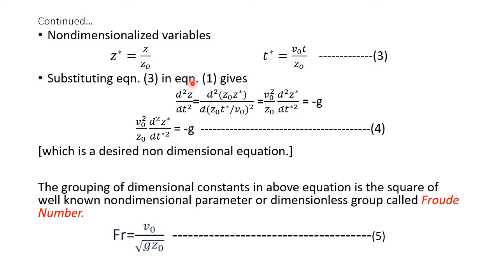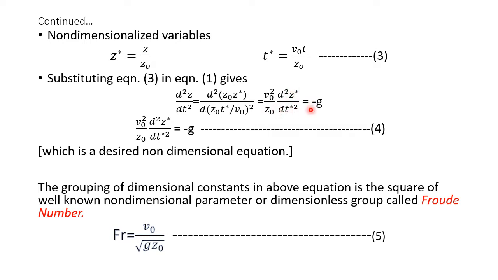Now I have the initial equation, d square z by dt square is equal to minus g. Wherever z is there, I substitute z is equal to z star into z naught. Wherever t is there, I replace it by t star z naught by v naught, that is z naught t star by v naught whole square. Since z naught and v naught are constants, when you take them out, our expression is v naught square by z naught into d square z star by dt star square is equal to minus g.